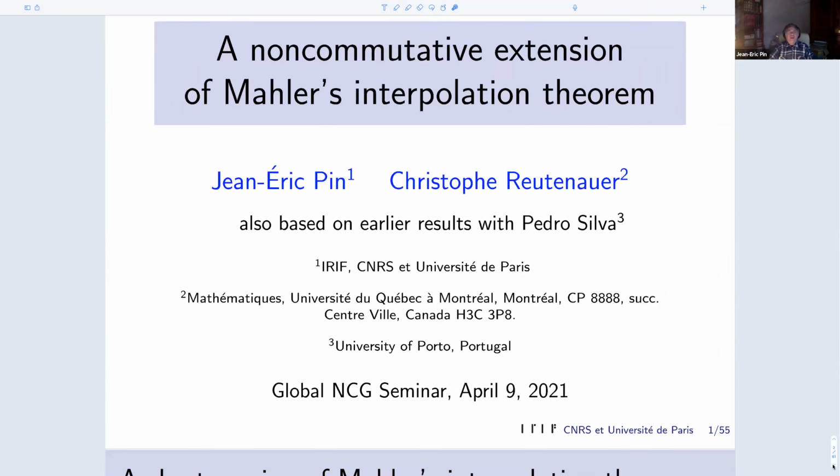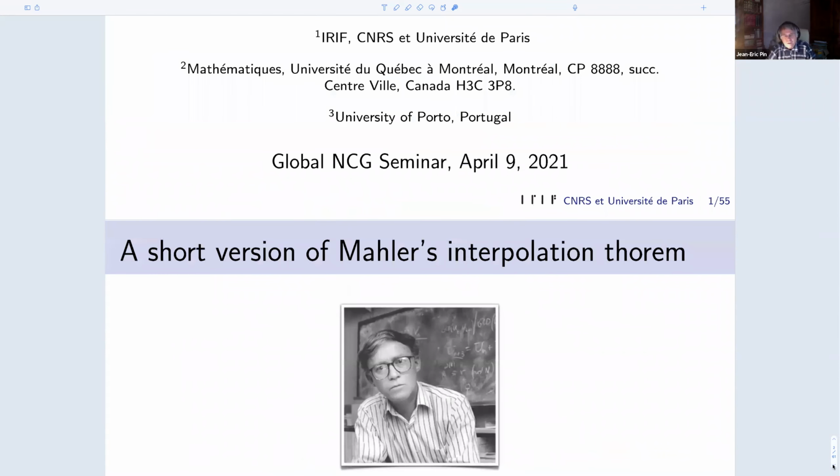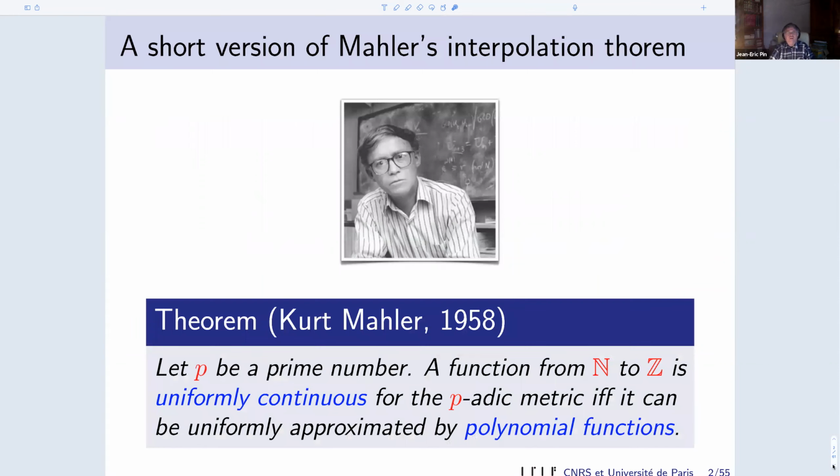Okay, so here is the topic, the original topic. So let me state a short version of the original Mahler's interpolation theorem. I will elaborate on this in the next slide. So for now, this simple statement is the following. You start with a prime number p, and you consider a function from N to Z. And this function is uniformly continuous for the p-adic metric if and only if it can be uniformly approximated by polynomial functions.